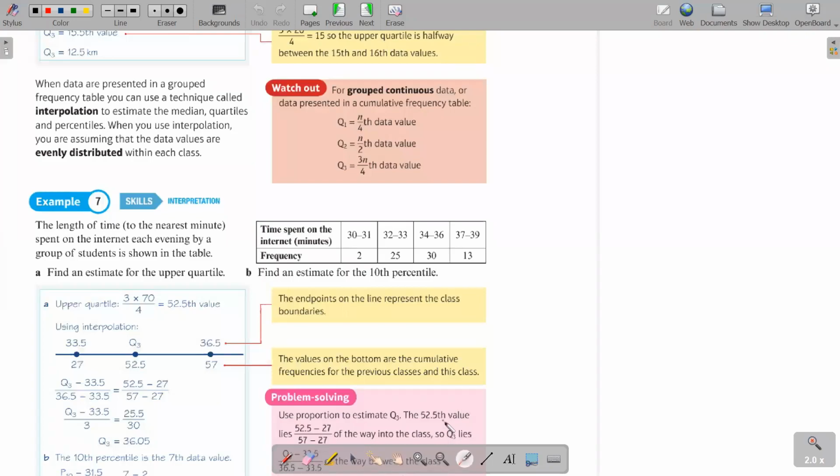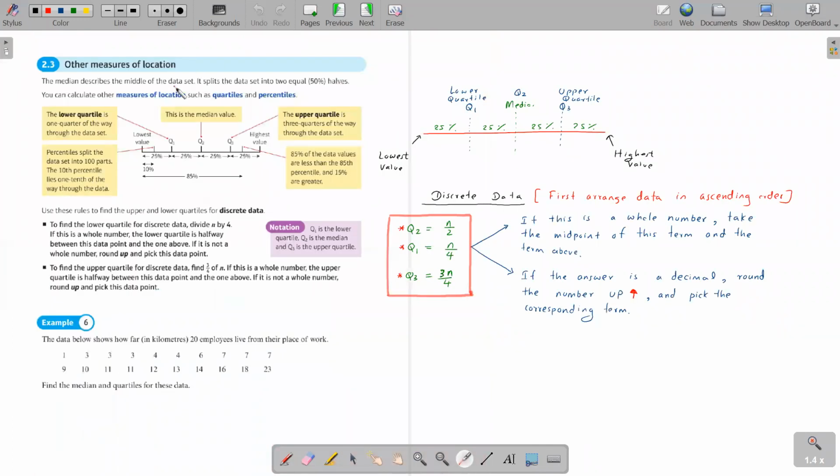Okay, so now we'll move to the next part of the lesson, where we are going to find other measures of location, in the sense of the quartiles. We are mainly going to learn how to find quartiles for continuous data. In the previous part, we learned how to find these measures of location for discrete data. I gave you the rule and we did some examples by using these rules.